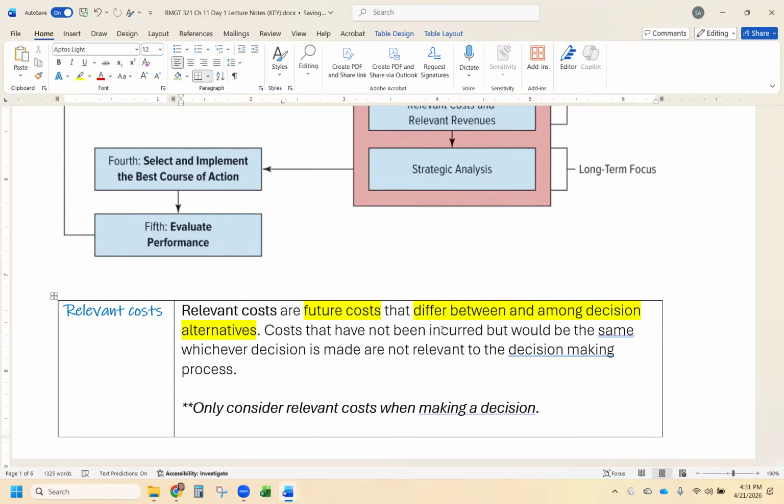Let's say I have purchased a protein bar, and it's in my bag. And I go to lunch and I'm trying to decide if I should order a chicken sandwich or a hamburger. The money I paid for the protein bar doesn't affect my decision of whether to buy a chicken sandwich or a hamburger. It just doesn't. Because if I buy the hamburger, I still spent the money on the protein bar. If I buy the chicken sandwich, I still spent the money on the protein bar.